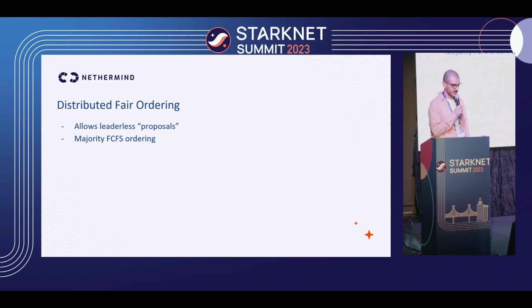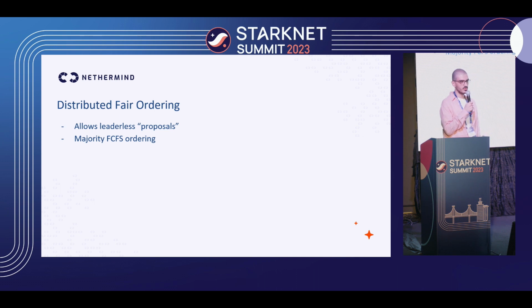So one other approach that could be applicable to Starknet is distributed fair ordering. It's a distributed approach to dealing with MEV. It aims to provide an ordering according to some fairness criteria.